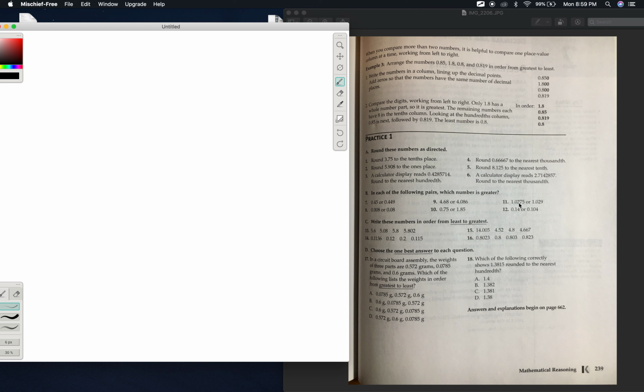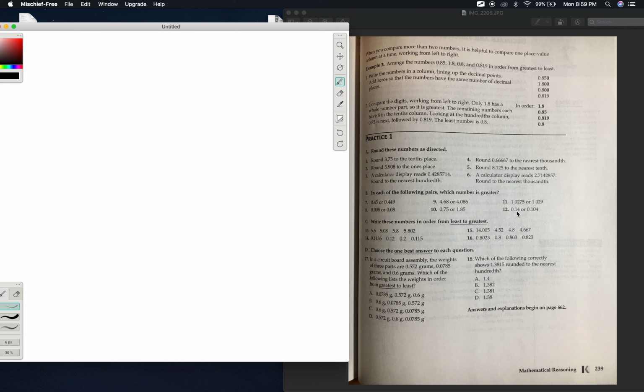Okay, so 11, 1.0275 or 1.029. Well, let's do this. Both have a whole number. Next one is 0 on both of them. Next one after that is 2 on both of them. Next one after 2, this one's 7, this one's 9. So this number here is larger.